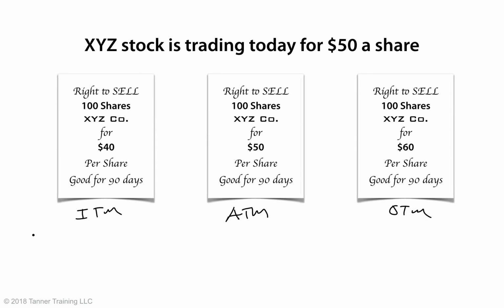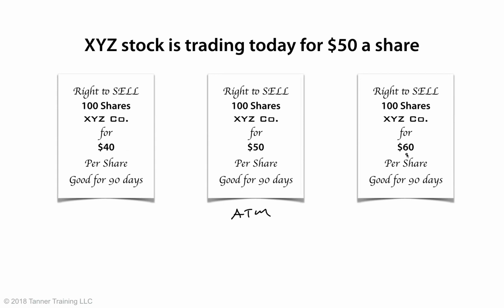Of course, this is the right to buy. These are call options. This is the right to sell. So let's do the same thing with the right to sell. Well, if I have the right to sell it at 50, anyone that owns the stock could trade it at 50 today. So this is, again, at the money, okay?